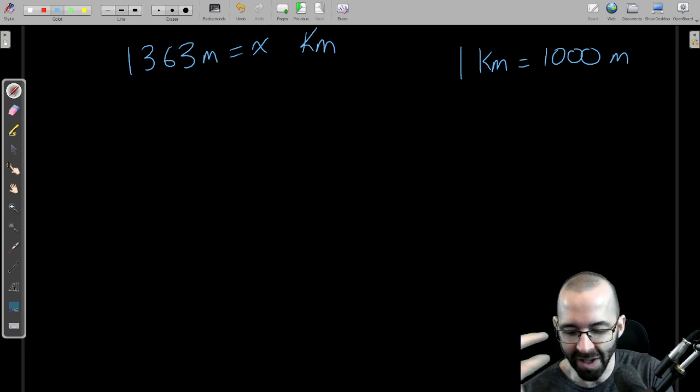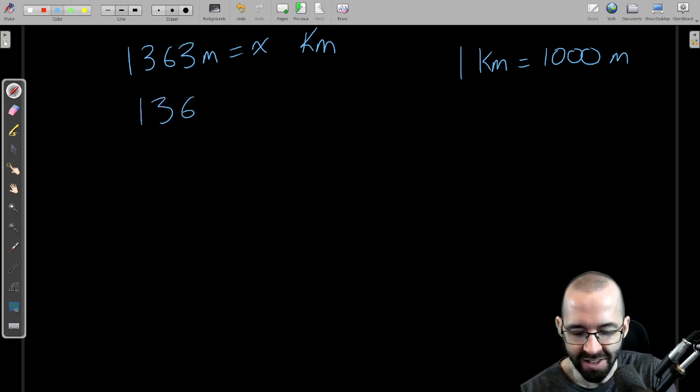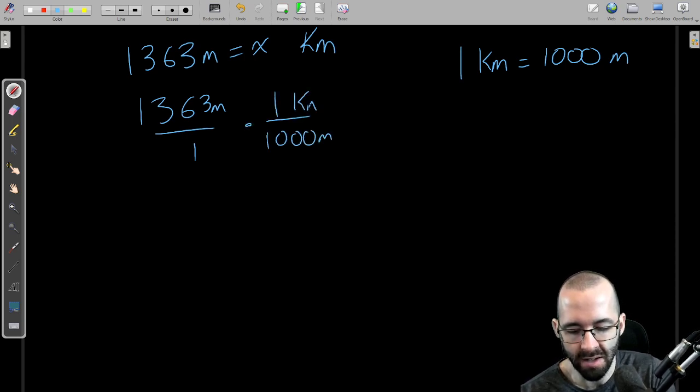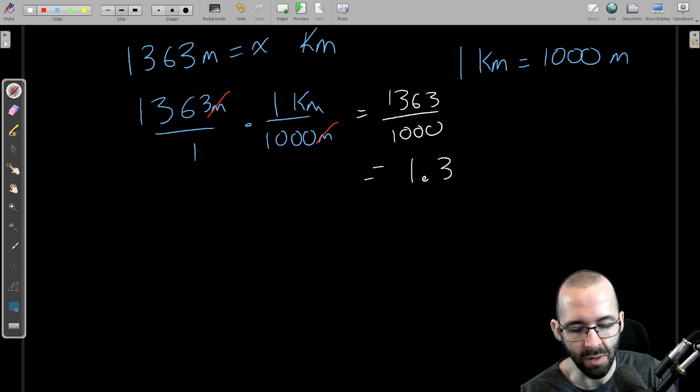Okay, so we can do this the same way as before. 1363 meters divided by 1. We know that 1,000 meters is 1 kilometer. And just like before, the meters are going to cancel. And we get 1363 divided by 1,000. That's 1.363 kilometers.